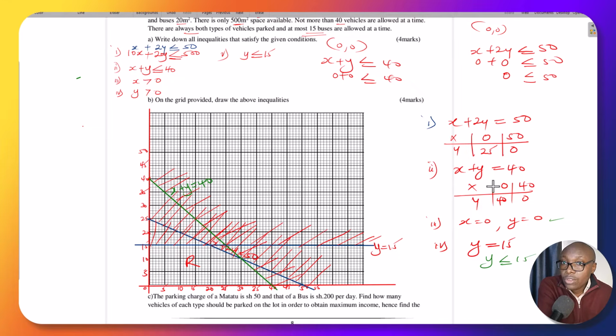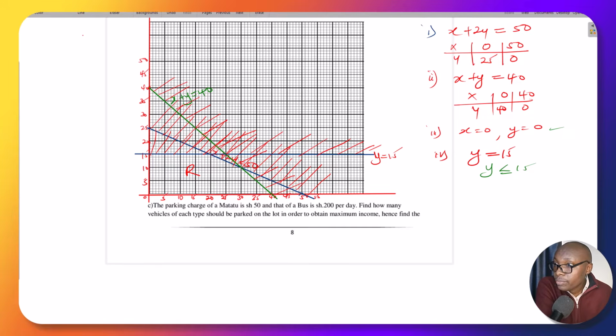So now we have represented all the inequalities and shaded the unwanted side. We require now maybe to get the maximization for the other part. So we have the required region here, the unshaded one. So part C, the parking charge of a matatu is 50 shillings, and that of a bus is 200 per day. Find how many vehicles of each type should be parked on the lot in order to obtain a maximum income. That we need to maximize.